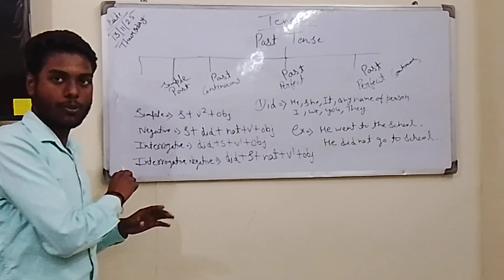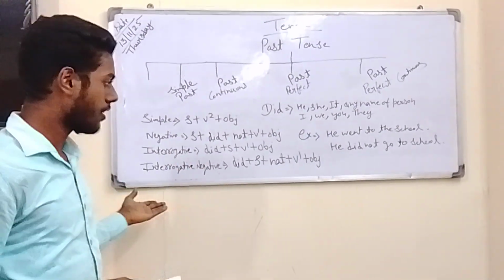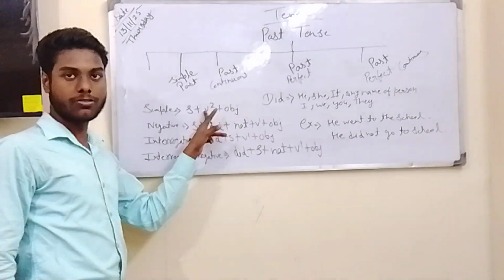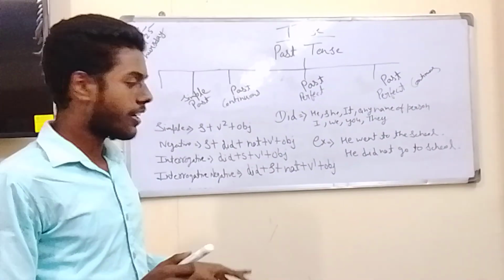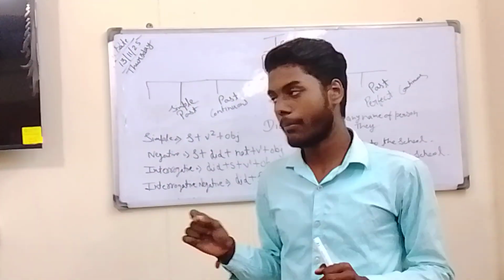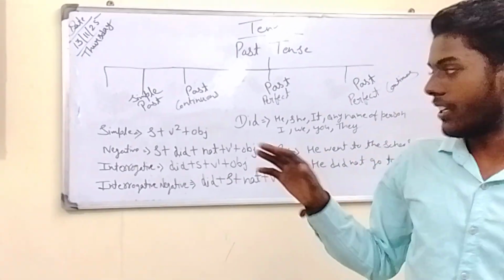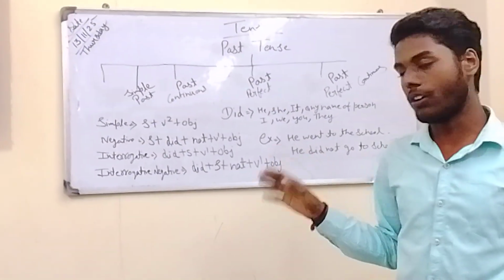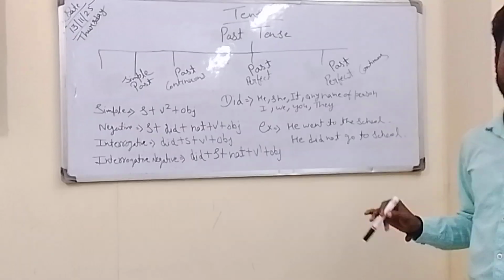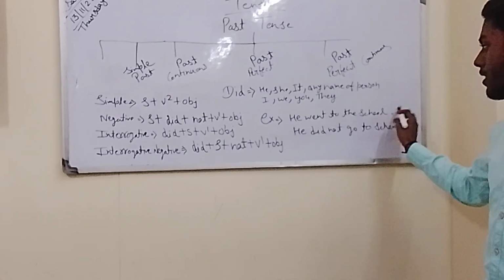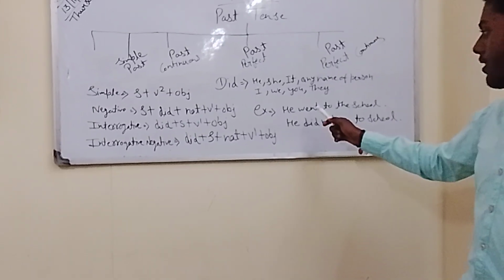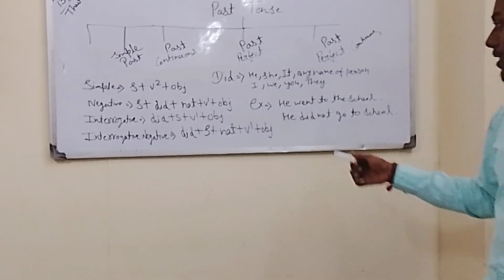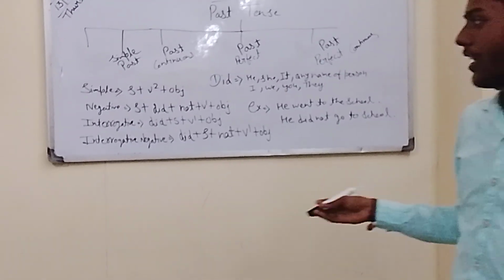So this is the formula structure for making sentences. First of all, we will take the simple sentence: subject, verb second form, and object. In past simple, in a simple sentence there is no helping verb, only verb second form, subject and object. So this is an example of a simple sentence: He went to the school. He is our subject, and went is the second form of go. Go, went. And to the school, that is our object. So, he went to the school. That is our simple.